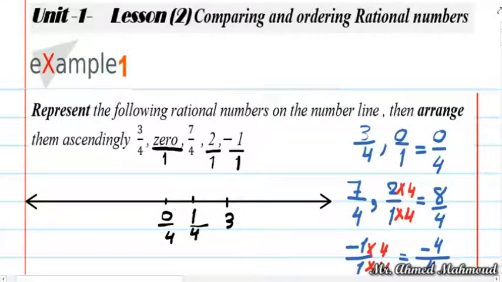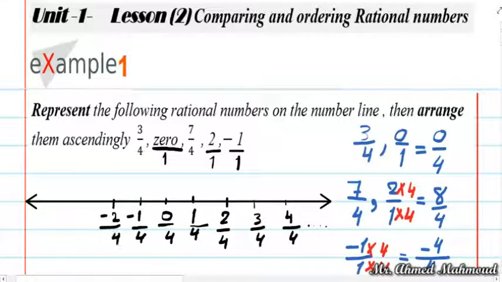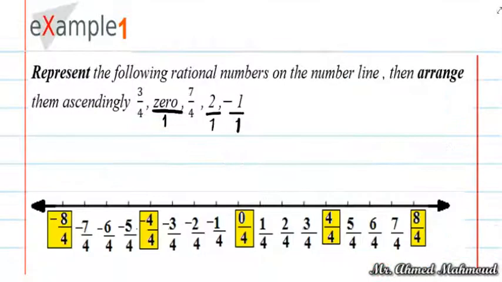2 over 4, 3 over 4, 4 over 4 and so on. To the left, negative 1 over 4, negative 2 over 4, and so on. Finally, you will find the number line will be like this: 0 over 4, 1 over 4, 2 over 4, 3 over 4, till 8 over 4. To the left, negative 1 over 4, negative 2 over 4, negative 3 over 4, negative 4 over 4, till negative 8 over 4.